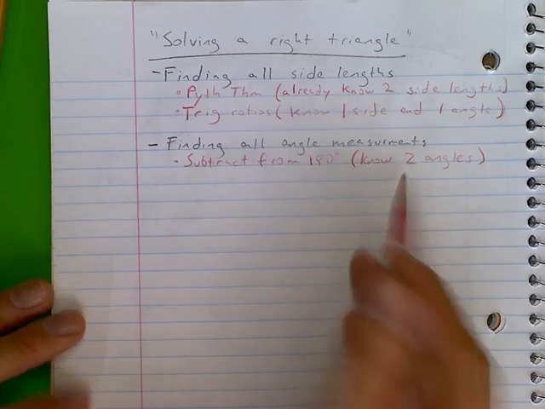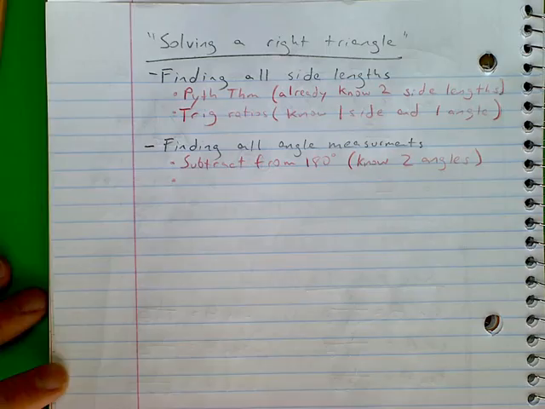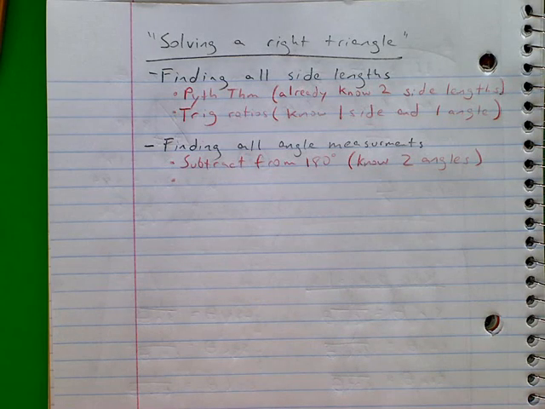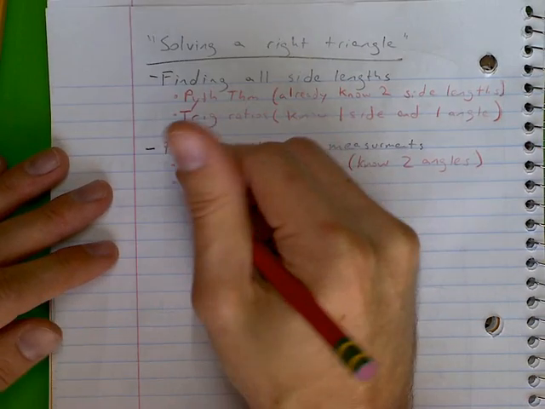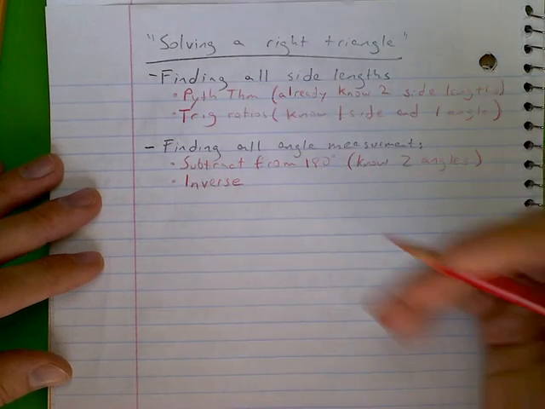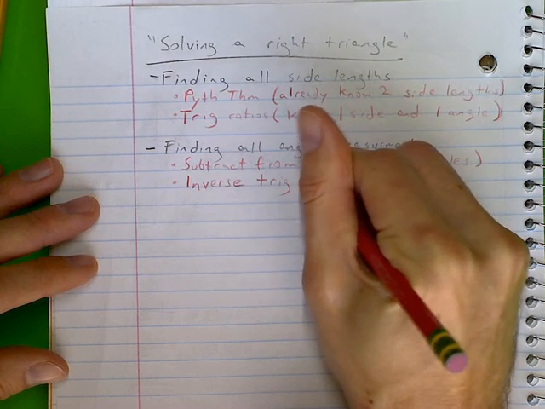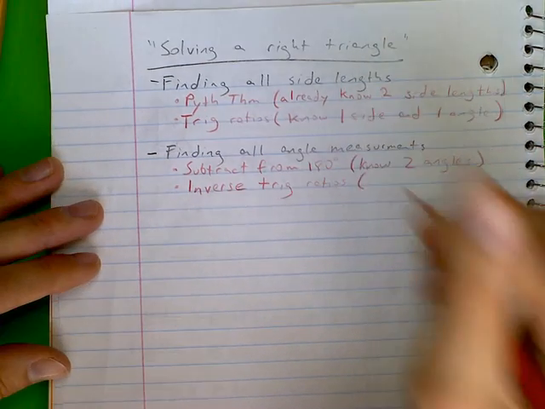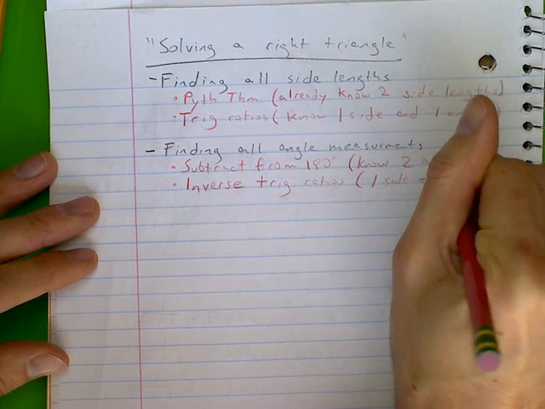One of them, of course, is going to be the 90-degree. But let's say I only know the 90-degree angle. I don't know one of the other ones, and maybe I have some side lengths. In that case, again, I can use trig. But to find an angle, I have to use the inverse trig ratios. So that's when I have one side and one angle to use.